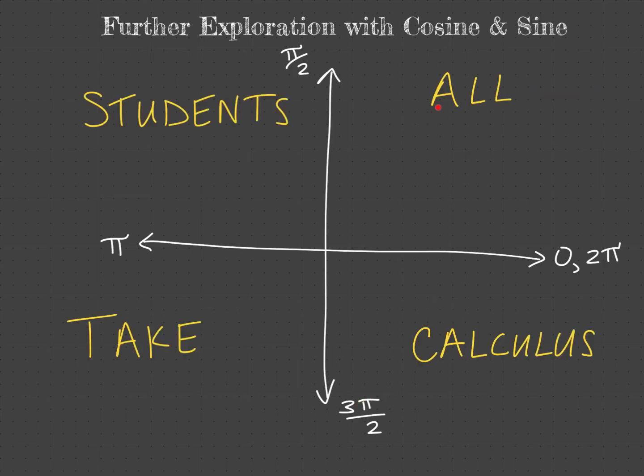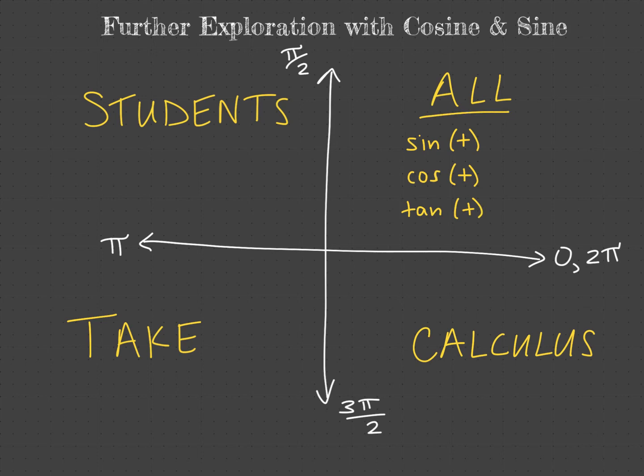Next, the phrase all students take calculus, drawn in the order of the quadrants 1, 2, 3, and 4, is a phrase that students use to remember where the sine, the cosine, and the tangent are positive on the unit circle. So in quadrant 1, we have the word all. That literally means that the sine is positive, the cosine is positive, and the tangent is positive. We'll get to tangent shortly. So because of the word all, that literally means all 3 of them are positive.